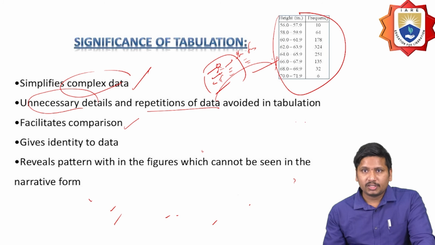And it also facilitates comparison very easily and gives some identity to the data, where the data is coming from, whether it is coming from a primary or secondary source, and it can also reveal the pattern within the figures from the image to tables also.